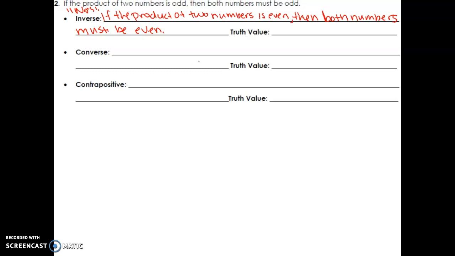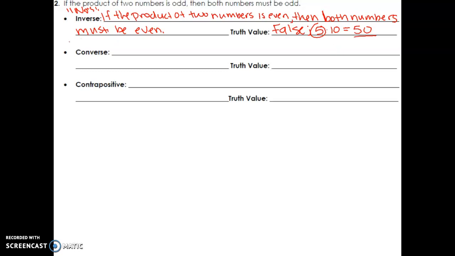And let's find the truth value. So it says the product of two numbers is even, then both of the numbers must be even. That's false. Because it's saying if the answer to a multiplication is even, then the two numbers you multiplied have to be even, but that is very much a lie. Because you could say, for example, 5 times 10 is 50. 50 is even, but 5 is odd, so that is false.